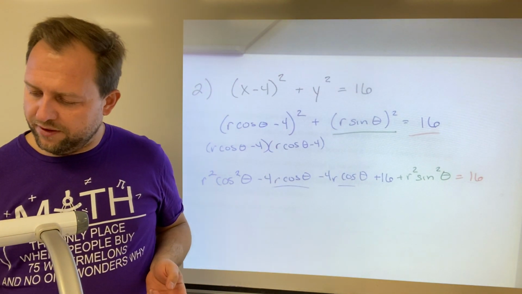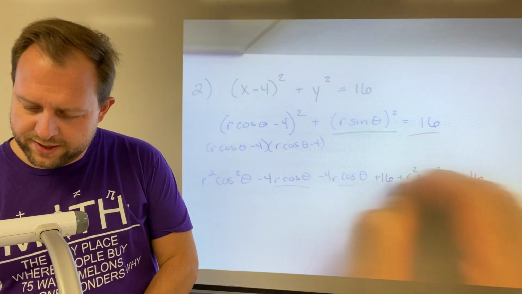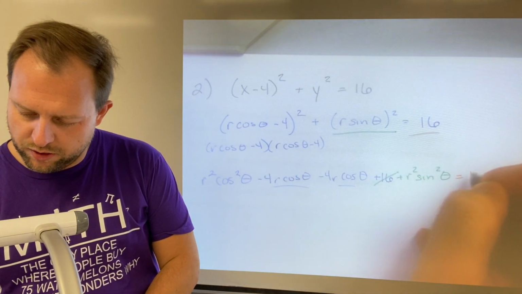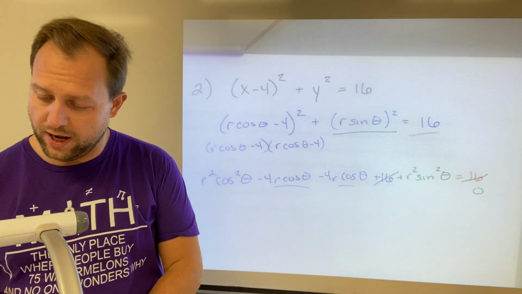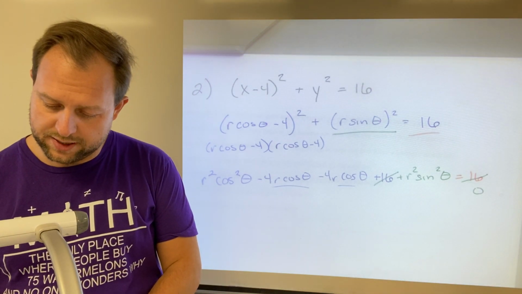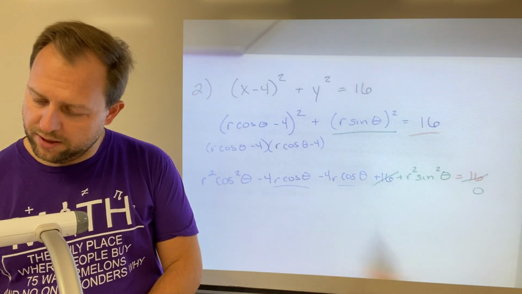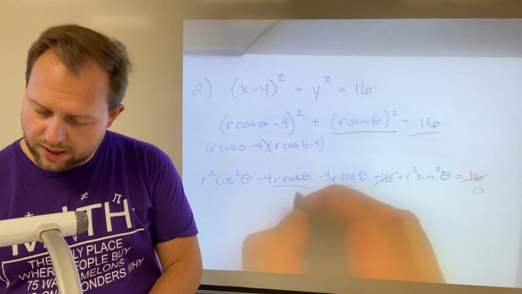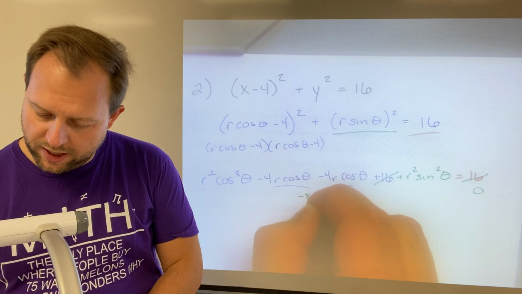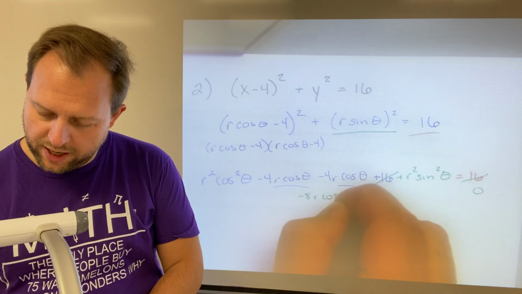Now we can do some simplifying. 16 on both sides, so it's being added, so it cancels out. That leaves a 0 on the right-hand side. These two terms are going to combine, so we get a negative 8r cosine theta.